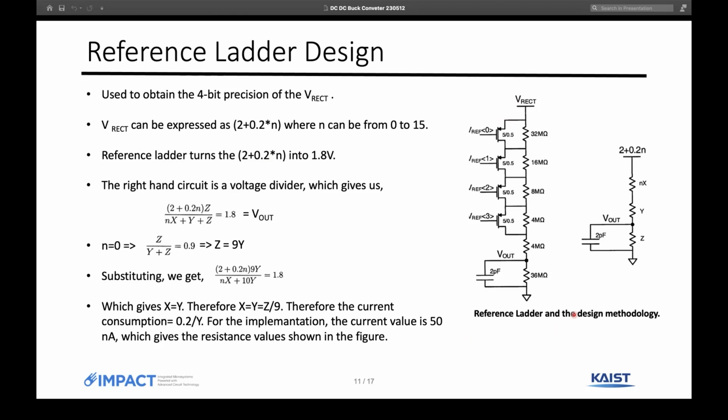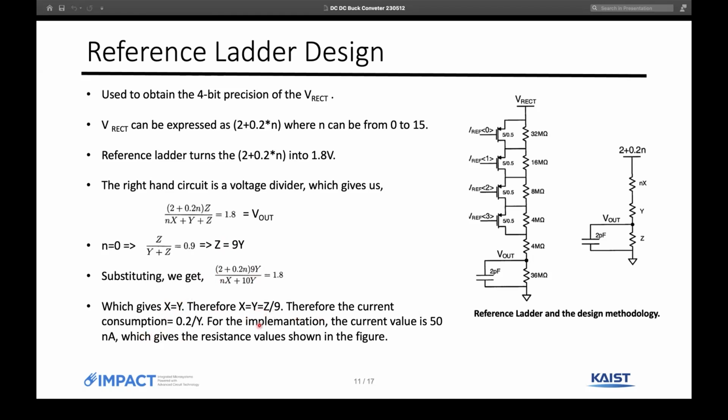So this is the reference ladder circuit, and this is a simplified version of the reference ladder circuit that you can see here. If we write the equation for the Vout, it's simply a voltage divider. So we can write this equation like this. If we plug in n equal to 0, then we can get this equation, which gives us z equals 9y, and then we can substitute z equals 9y to get this. And from here, we actually get x is equal to y. Therefore, x is equal to y equal to z by 9.